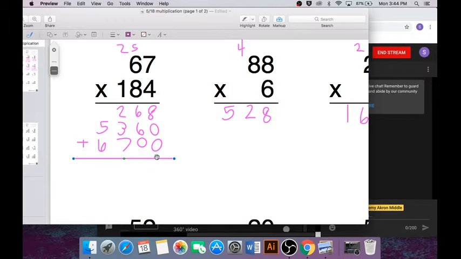So 8 plus 0 is 8. 6 plus 6 is 12, plus 0 is 12. So we put down the 2. We're going to carry our 1. 2 plus 1 is 3. Plus 3 is 6. Plus 7 is 13. So we put down the 3, we carry the 1. 5 plus 1 is 6. Plus 6 is 12. So our answer is 12,328.